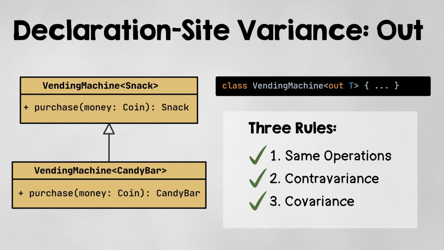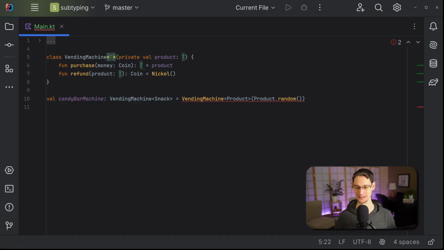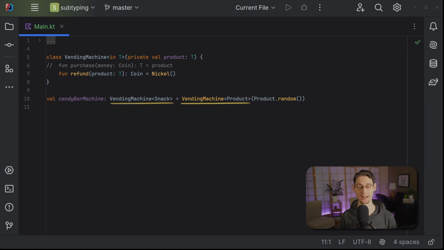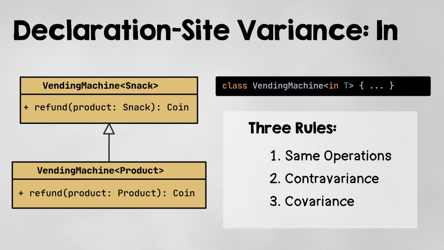Now, the same thing applies to the in modifier, of course, but let's take our time and, just to be thorough, watch it play out. By switching this from out to in, the compiler is now fine with the refund function, but purchase becomes a problem. So like last time, I'll just comment out the offending function for now. And now let's look at the effective parameterized types for VendingMachine<Snack> and VendingMachine<Product> and check the 3 rules. Rule number 1, same operations. Just as before, because the generic type is the same between these two parameterized types, they both have the same non-private functions. So rule number 1 is a given.